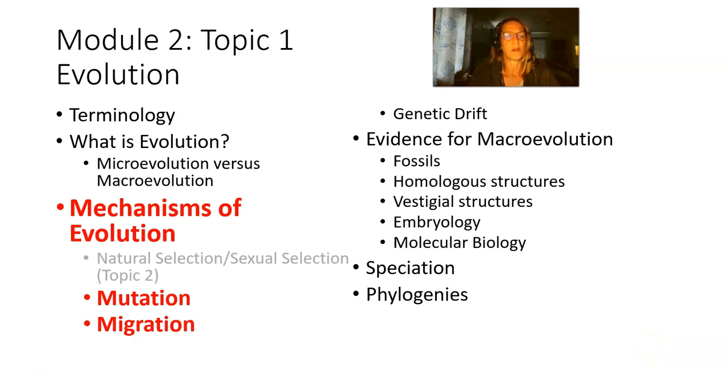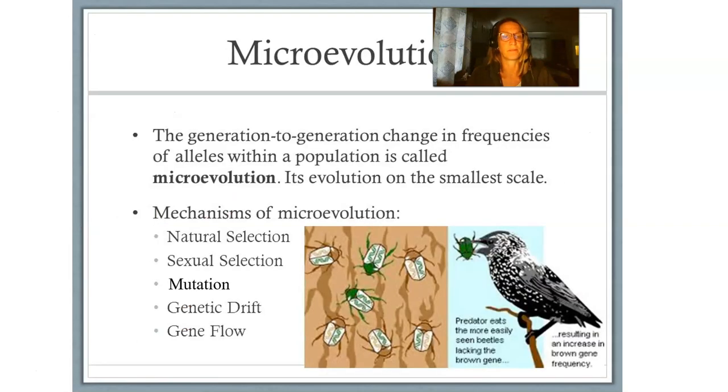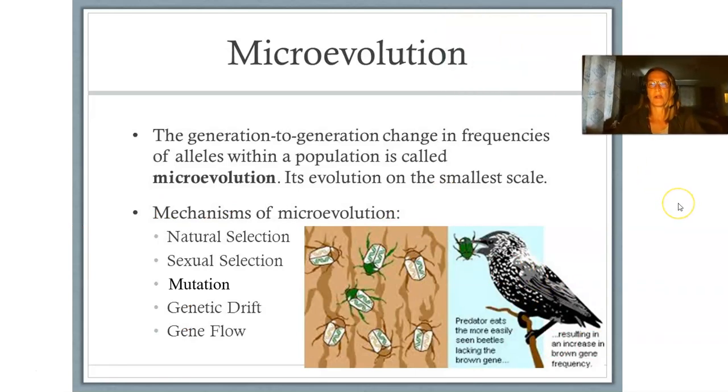So in the last video, I talked about what evolution is, what the definition of evolution was. We're going to go mostly with the definition of microevolution, which again, remember, is change in allele frequencies over time. And for the second video in this topic, I'm going to talk about the mechanisms of evolution, and that's basically how do we get changes in allele frequencies over time.